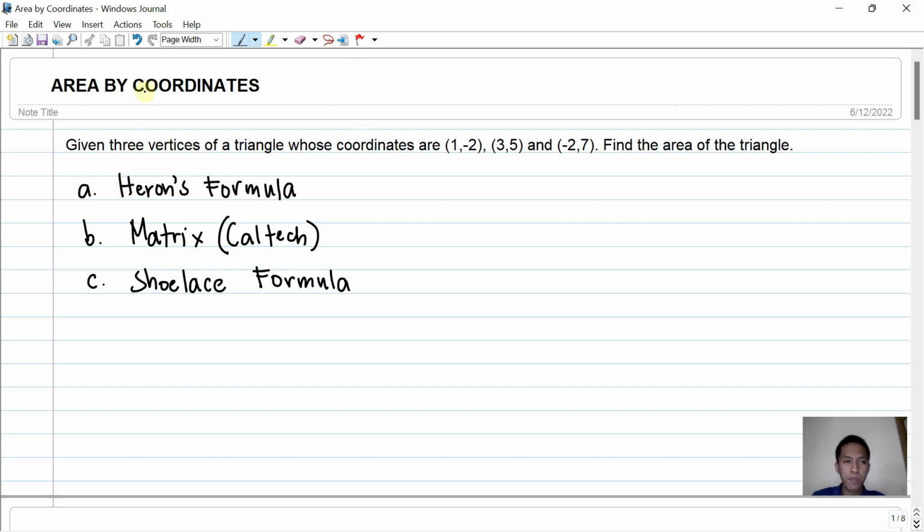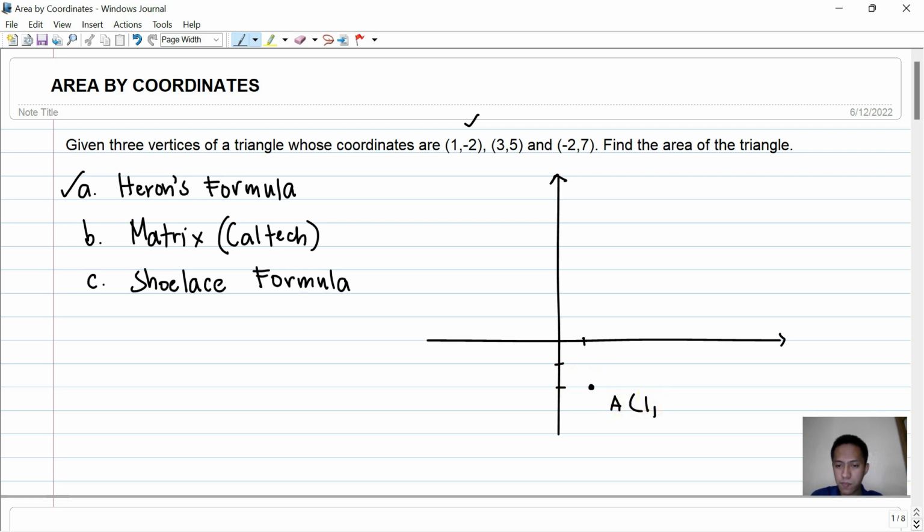So the first method, Heron's formula muna yung i-apply natin. In order for you to apply Heron's formula, gawin natin guys, i-plot natin muna yung mga points. So we have our coordinate axis. Plot natin guys yung mga points. So that is (1, -2). In the x coordinate, that is 1. And for y, that is -2. So this is the point. Let's say that is point A, (1, -2). So for the second point, we have here (3, 5).